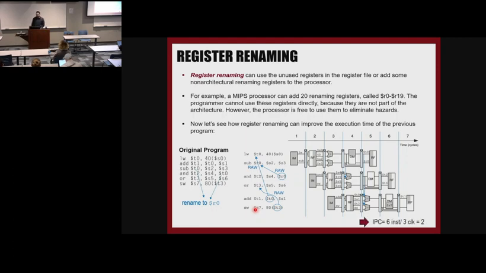This is how register renaming can fix a lot of these issues. If we have write after read dependencies, we use register renaming, and then we use reordering to maximize the IPC that we can get.